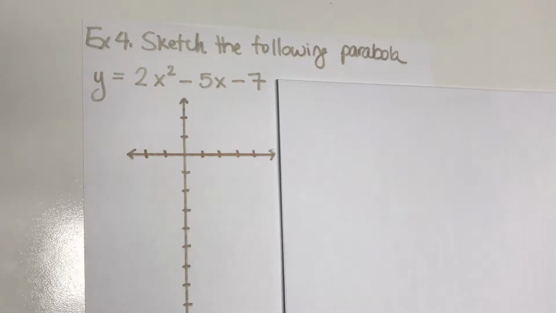So we are asked to sketch the following parabola, y equals 2x squared minus 5x minus 7. We've done similar questions in the past, except that they were in factored form. So here we're going to have to factor ourselves first, and then use the different key features in order to graph it.